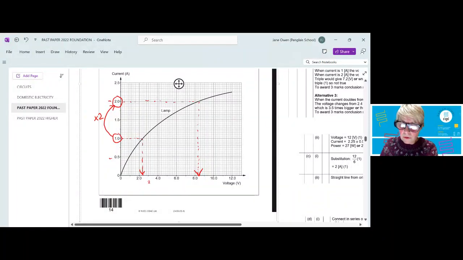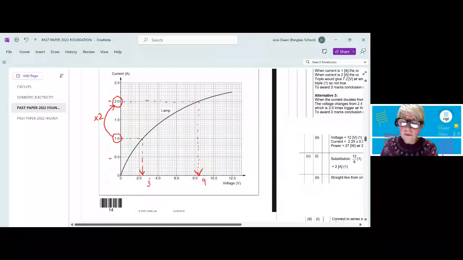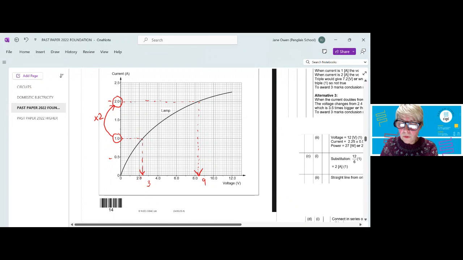So 2, 3, 4, 5, 6, 7, 8, 9. I'm just going to put those in. It makes it easier to be able to read it off. So 2.2, 2.4, 2.5, 2.6, 2.8. So this is 2.4 volts here. And then that increases to 8.4 volts.